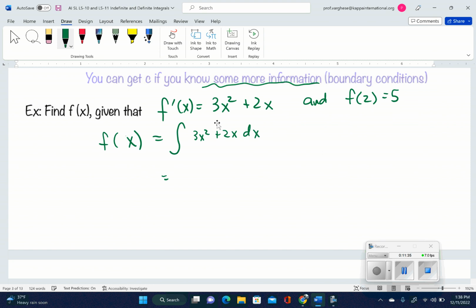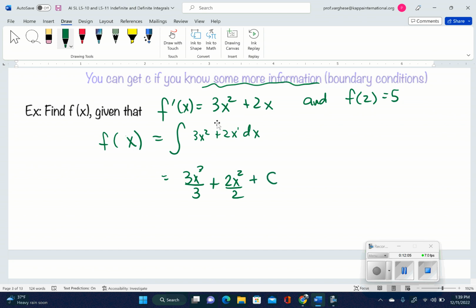So how do we do that? Remember, you take the function that we have, you have 3x squared here. You're going to take the exponent and add 1 to it. So 2 plus 1 is 3. And then you're going to divide by that same number. And then over here, you're going to do the same thing. There's an imaginary 1 here. We're going to write the 2x down first. We're going to add 1 to the 1, which is 2, and divide by the same number. And then don't forget to write the plus c.